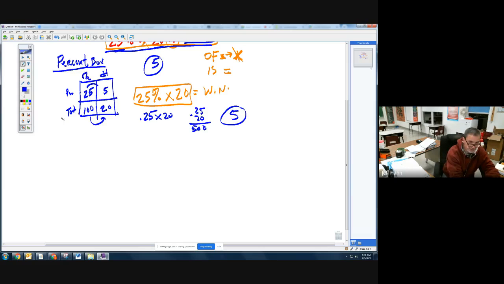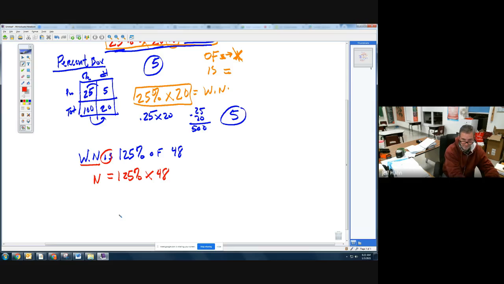So what number is 125% of 48. So again, there you can see what number, that's what you don't know, that's your x or whatever, and is equals 125% of is times 48. And then bam, just make this a decimal. 1.25 times 48 equals some number.